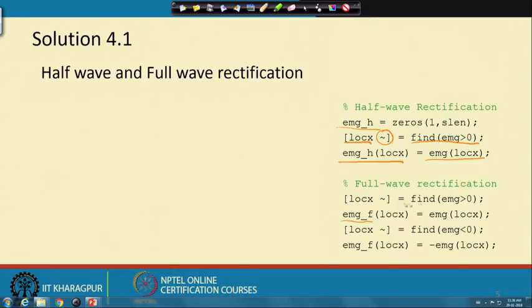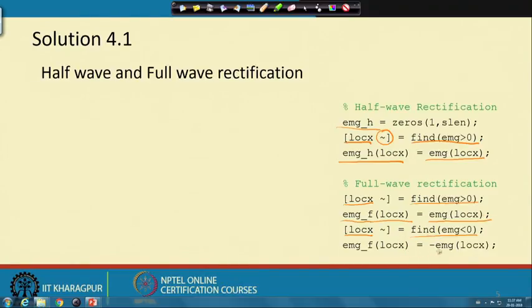Now, in this case, for the full wave, we first find out where the value is greater than 0. Again we take that location and assign it in EMG_f. Then we find the locations where the value is negative, and please keep in mind that these two locations would be different. So first it assigns the value of the EMG signal for the positive cycle.